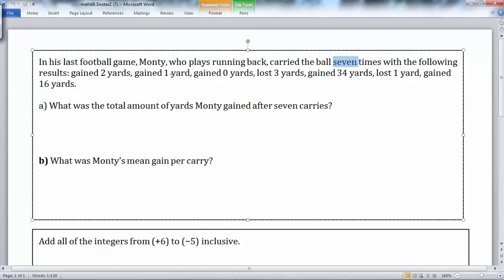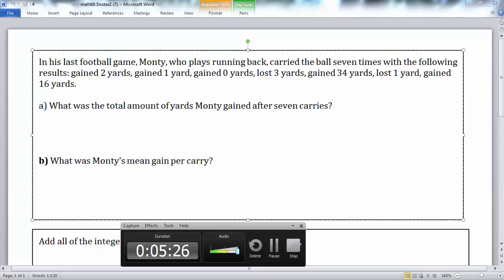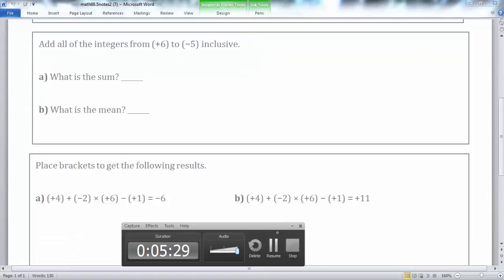A gain of 2, a gain of 1, 0 gains, a loss of 3, a gain of 34, a loss of 1. So anytime you see gain, that would be positive, a loss would be negative. You want to figure out the total amount right after 7 carries. And then just like the question we just did, what is the mean? So what is the average? So pause the video here and we'll do the next question together.